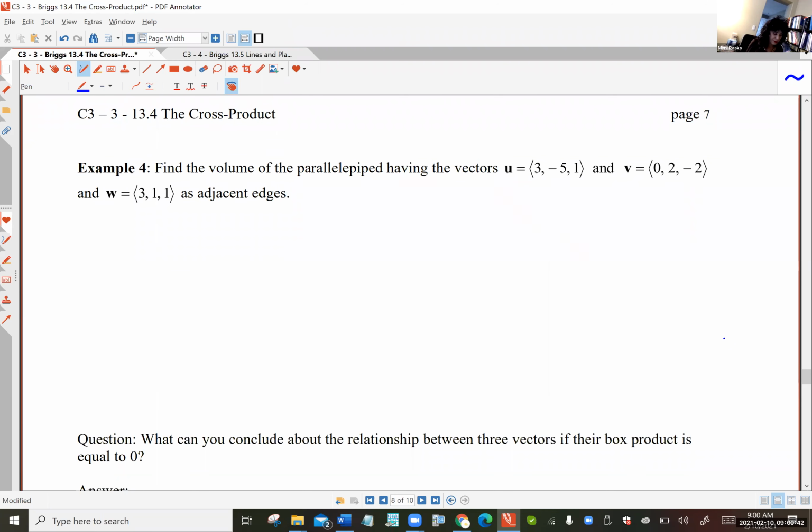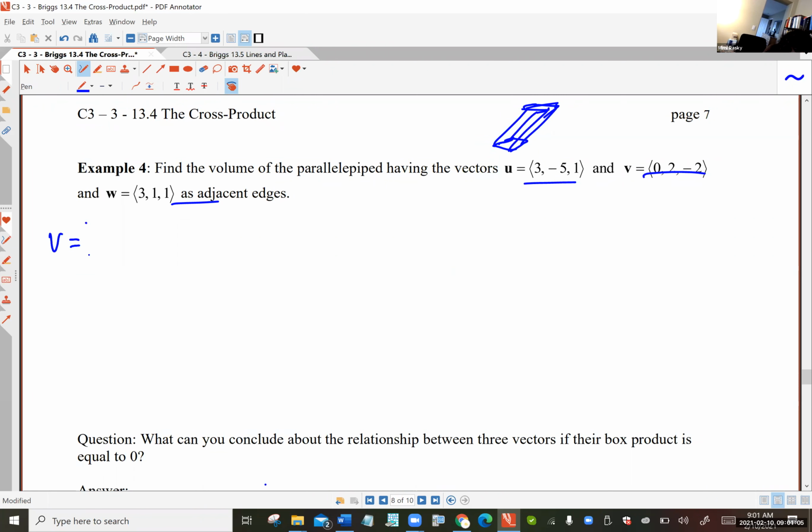So we're going to do the volume of the parallelepiped problem, an actual example with actual numbers. Let's say those three vectors are adjacent edges of a parallelepiped. What the heck is a parallelepiped again? It's sort of a sheared box that's leaning over, like that. So get that guy's volume.